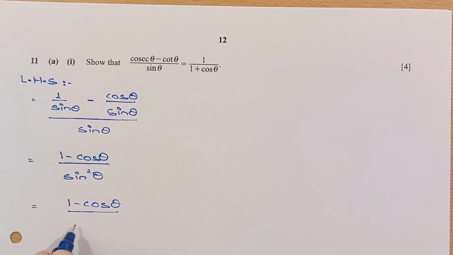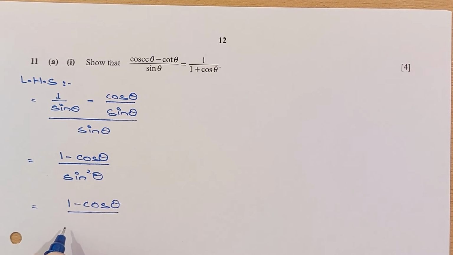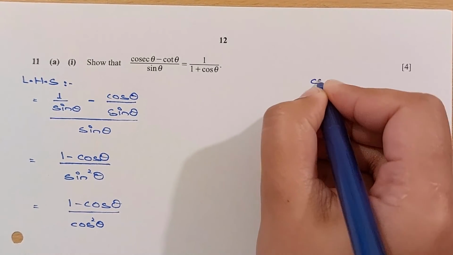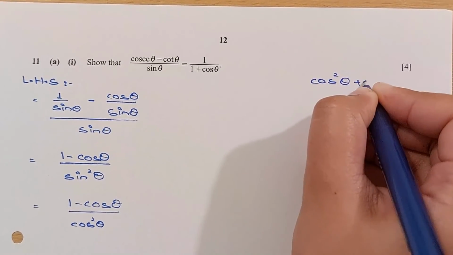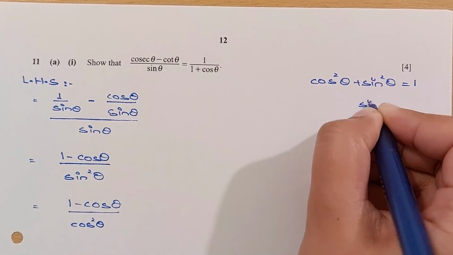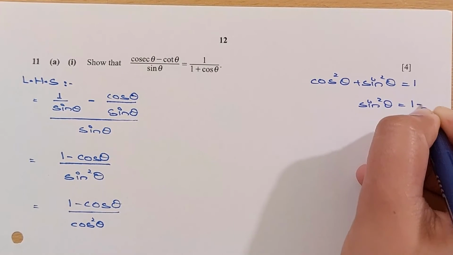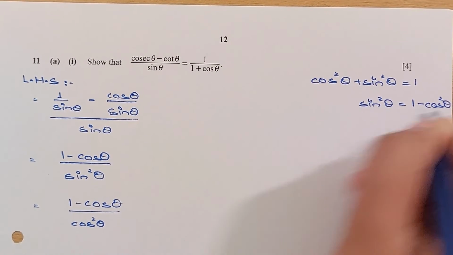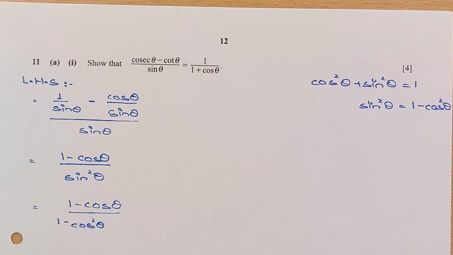Sine square theta is cos square theta minus 1. Yes. Oh no, it is 1 minus cos square theta. Let me do again. Cos square theta plus sine square theta equals to 1, and sine square theta is 1 minus cos square theta. Yes, 1 minus cos square theta, right?